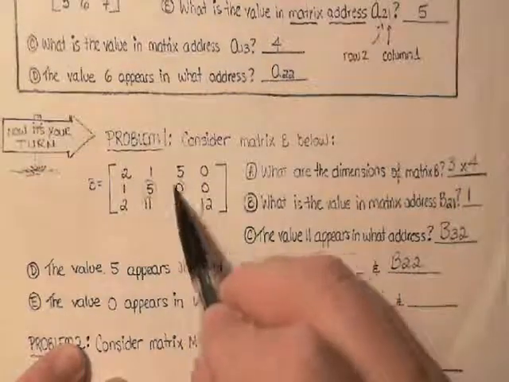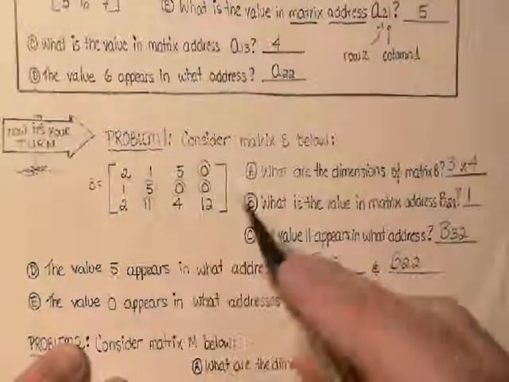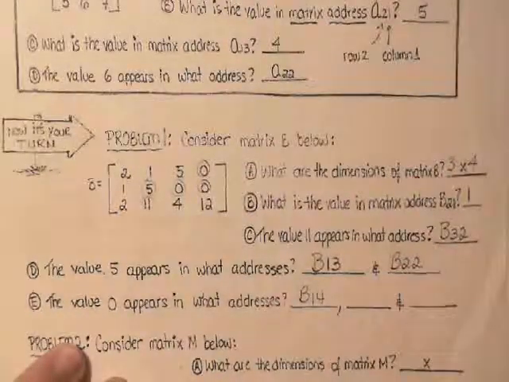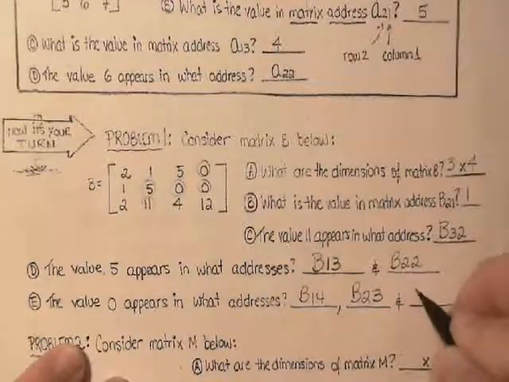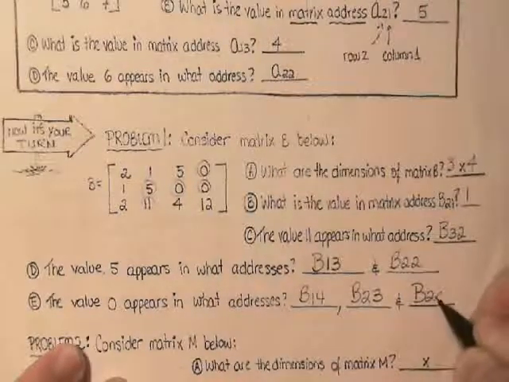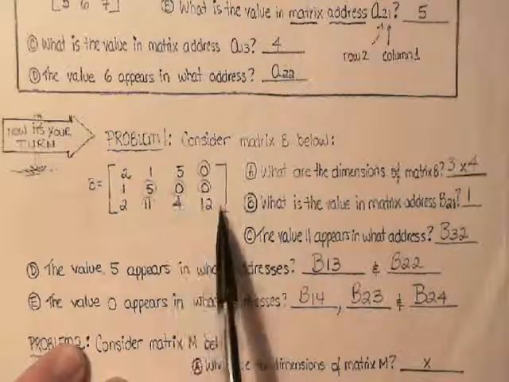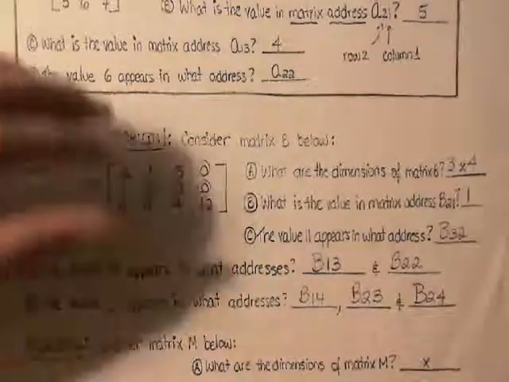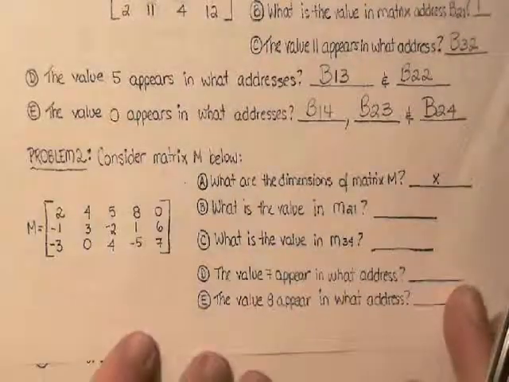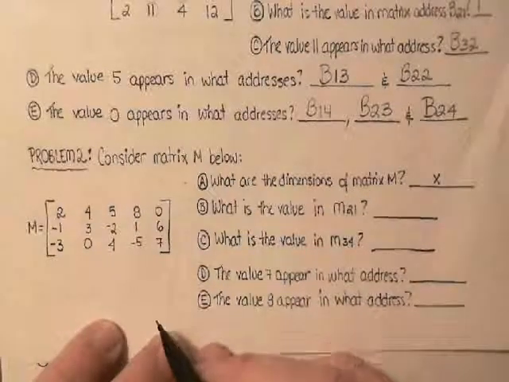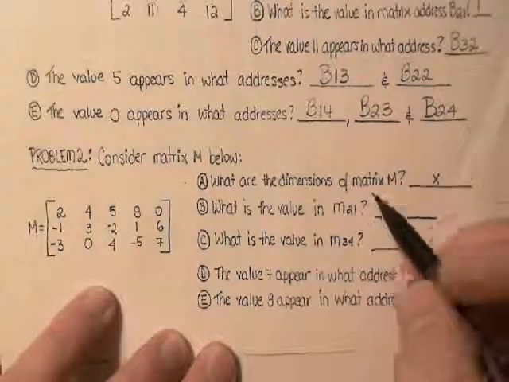Now number 0, we have various places. One of them would be row 1, column 4, row 2, column 3, and row 2, column 4. So 1, 4, 2, 3, 2, 4. So let's look at another matrix. Remember, you can stop the video at any time to see the problems closer, or go back to any area that you don't understand.